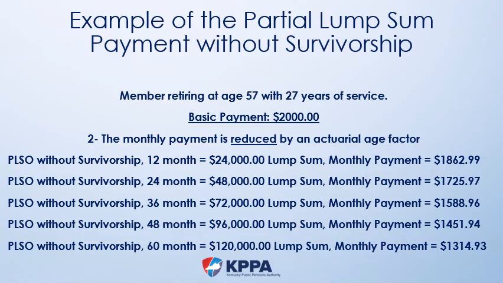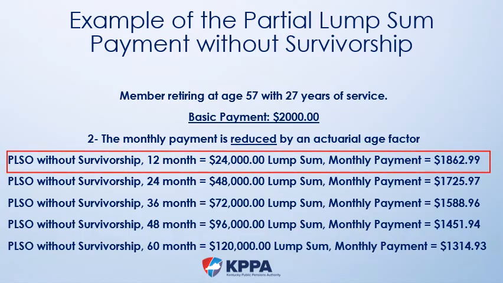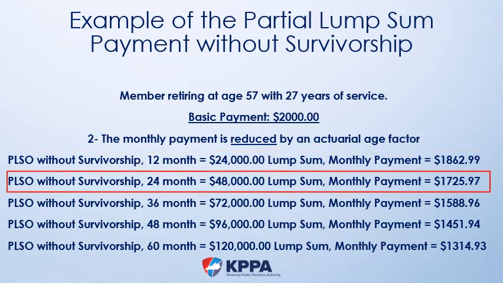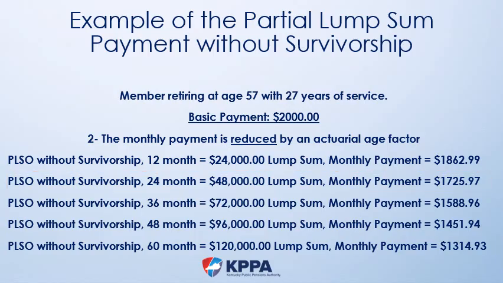As you can see on your screen, if the member chose the partial lump sum without survivorship 12-month option, they would receive $24,000 in a one-time lump sum payment, and their monthly payment is decreased to $1,862.99. If they chose the 24-month partial lump sum option without survivorship, they would receive a $48,000 one-time lump sum payment, and the monthly payment amount would be reduced to $1,725.97. The same goes for the 36-month, the 48-month, and 60-month options.